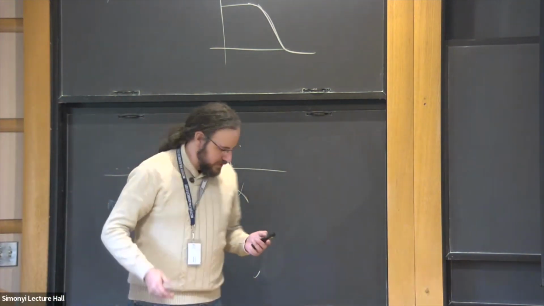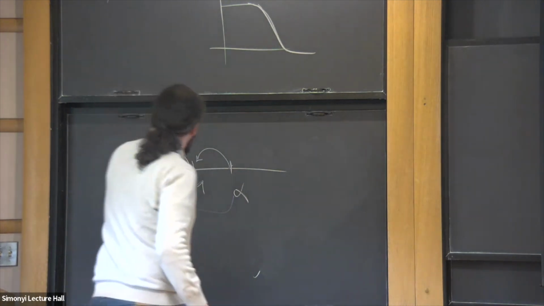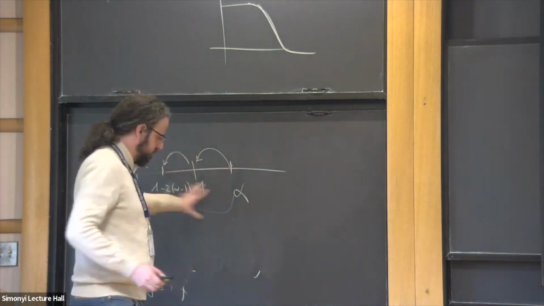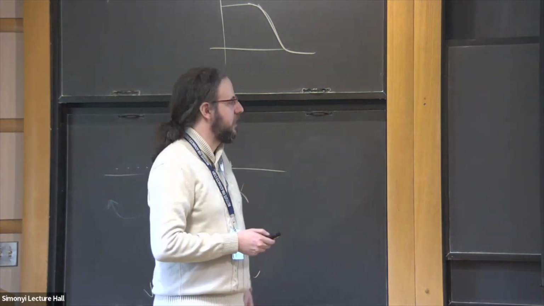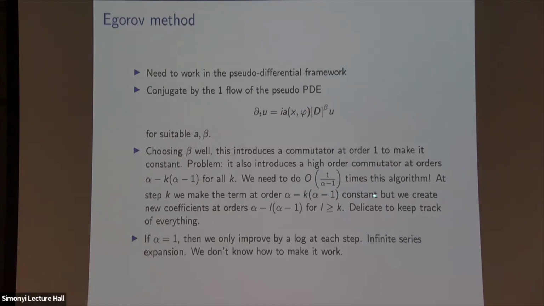So you can imagine that this is quite involved in order to be able to make all this work. So at the step K, we can cancel this coefficient, but we're going to create new coefficients at any other power of this form for L bigger than K. So it's quite delicate to keep track of everything. And this is in fact one place where the proof breaks down if we were to take alpha equal to 1.